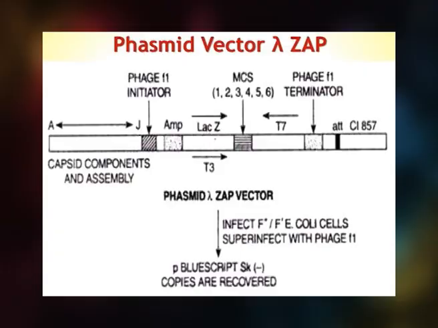The introduction of the intergenic region of the filamentous phage into plasmid vector allows them to replicate either as a plasmid or as a phage. An example of phasmid vector is lambda-ZAP, which is a highly developed vector containing sequences from lambda vector.